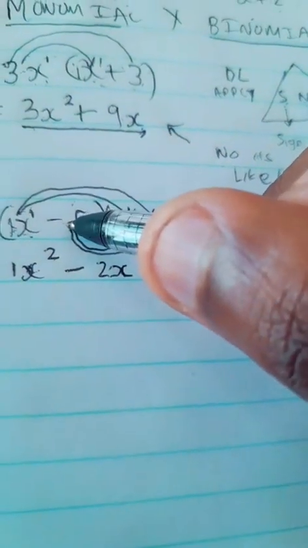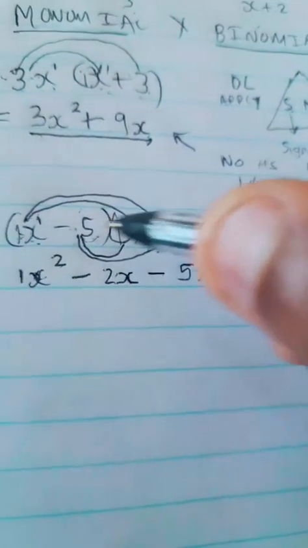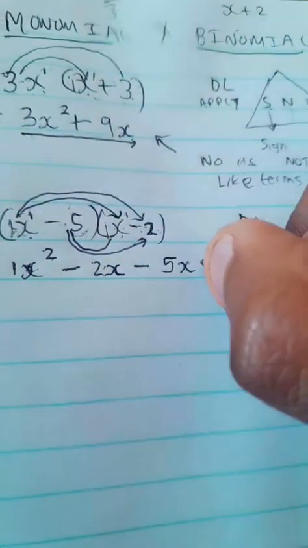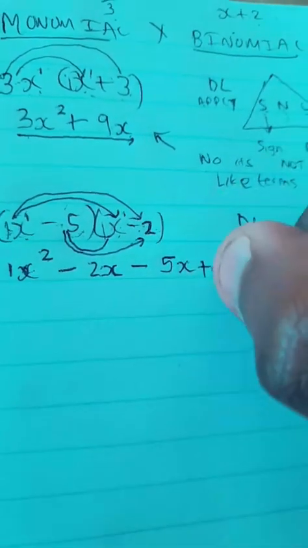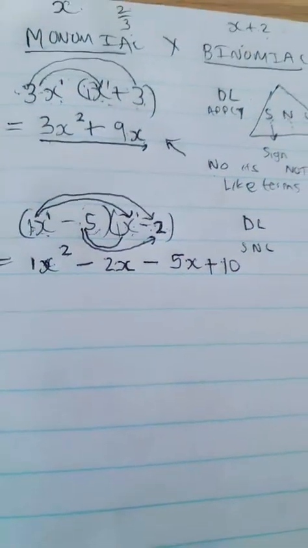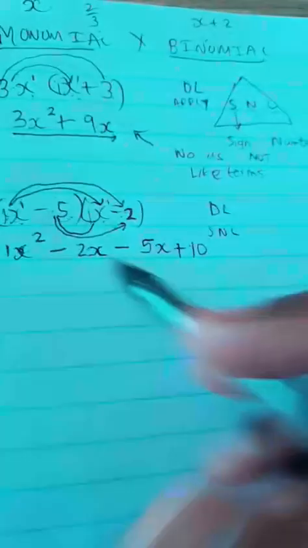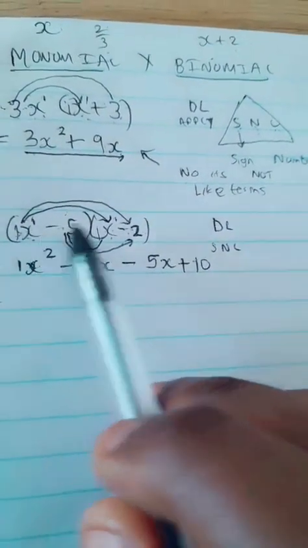Then last, negative 5 times negative 2: sign, number, letter. Let's start with the sign. Negative times a negative is positive. The number, 5 times 2 is 10. All right, and then we can see we have 4 terms from our multiplication of the binomial by a binomial.